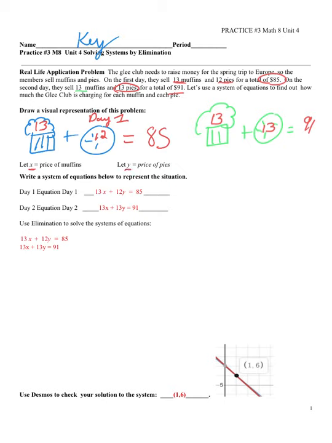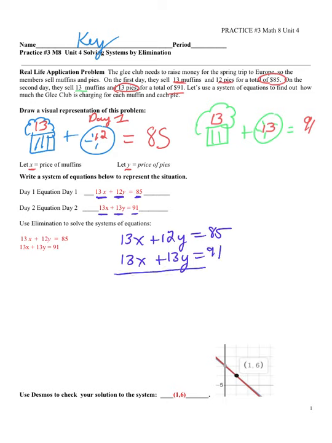Okay. The first equation represents my visual drawing. So it's 13x plus 12y equals 85. And on day 2, 13 muffins plus 13 pies equals $91. Now I brought it down here so that I can solve the systems. And remember, we're doing this by elimination, which means we're trying to wipe out or eliminate one of the variables.